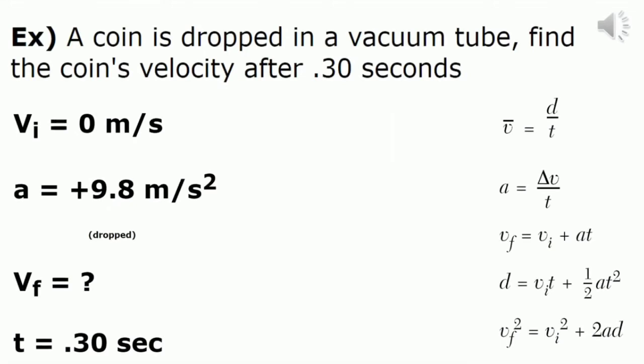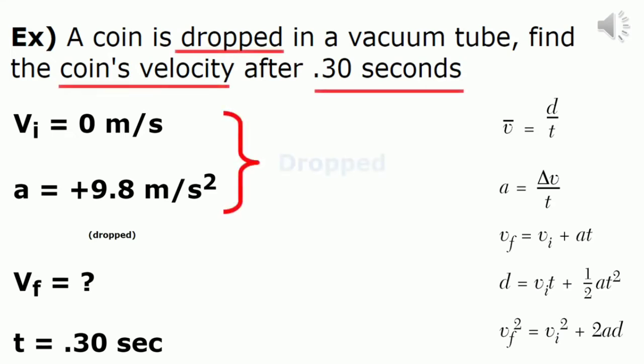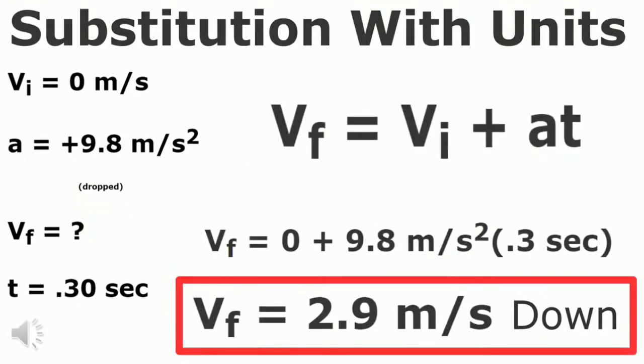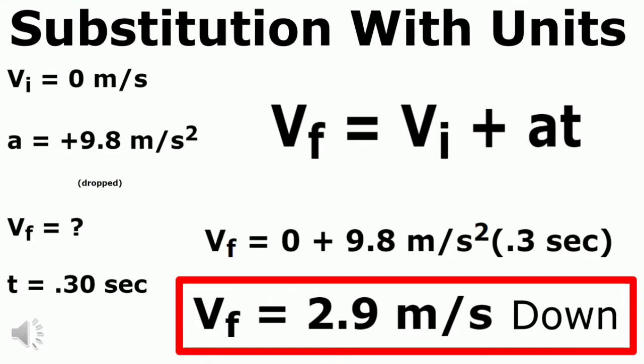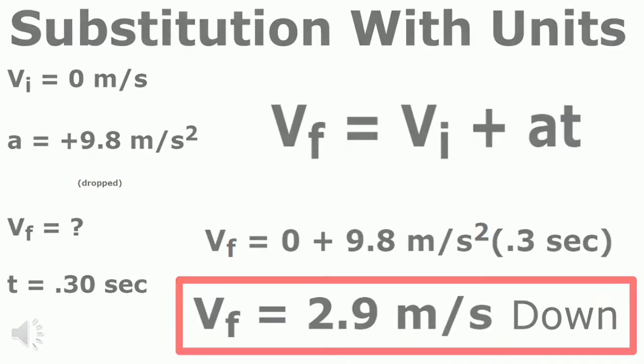Example 2. A coin is dropped in a vacuum tube. Find the coin's velocity after 0.30 seconds. Step 1 is to underline the important terms and numbers. Step 2 is to turn our info into variables. Step 3 is to find the equation that fits your four variables. The equation that fits starts with a known, but that's not always the case. This is the substitution with units. When you accelerate at a rate of positive 9.8 meters per second squared for just 0.3 seconds, you will only reach a velocity of 2.9 meters per second down.